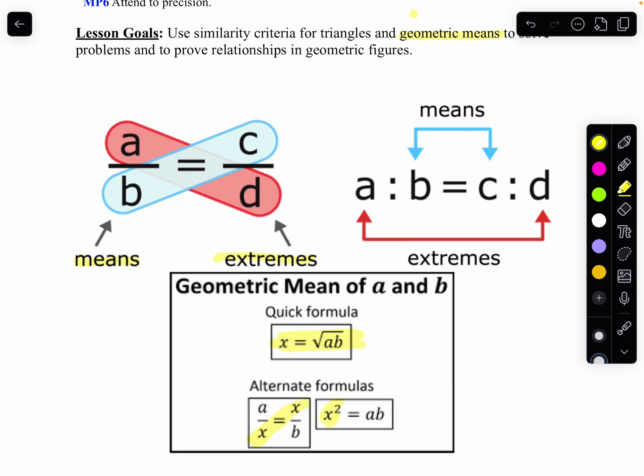That's a little bit different than arithmetic mean. That's your average. So arithmetic, we add and divide by how many there are. When it comes to geometric, we multiply and take the root of how many there are. As you move into advanced math, you'll see that. Geometric means we multiply. Arithmetic means we add.